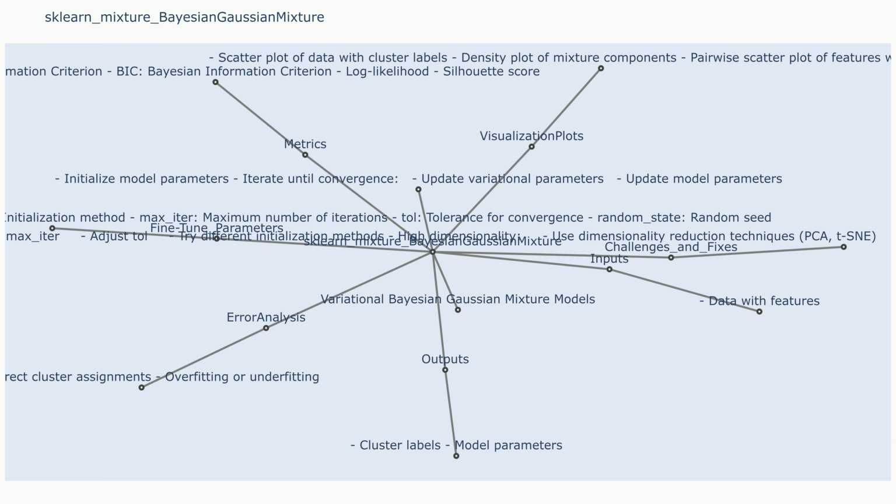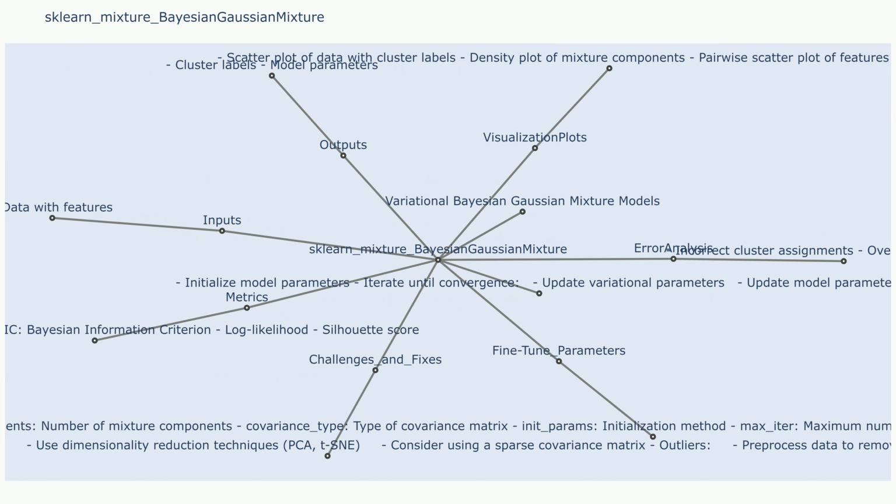Inputs: X, a 2D array of shape (n_samples, n_features), representing the data points, and n_components, an integer specifying the maximum number of components to consider. The model will automatically determine the optimal number of components within this range based on the data.